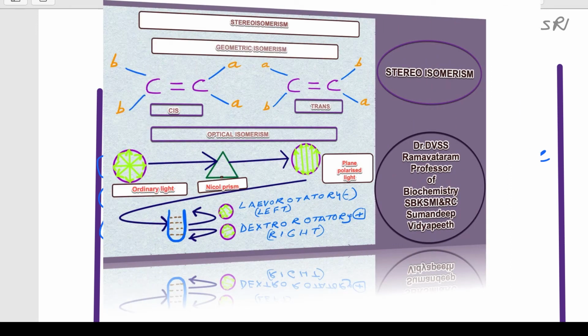In the previous session, we discussed the general aspects of isomerism. There we talked about the definition and various types of isomerism, like structural isomerism and stereoisomerism. In this session, we'll discuss stereoisomerism.